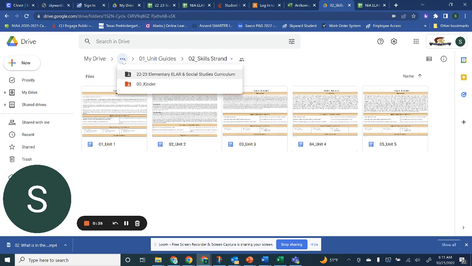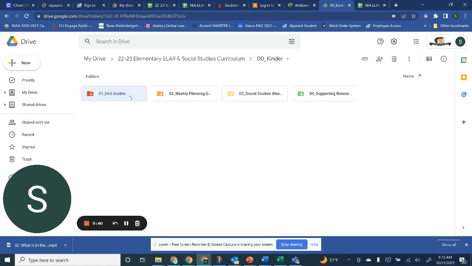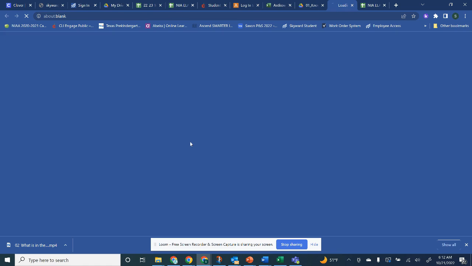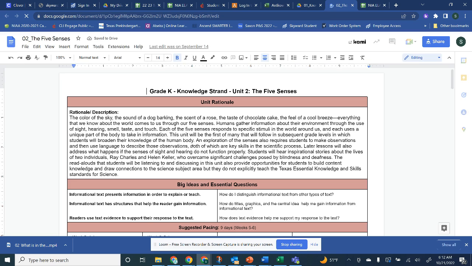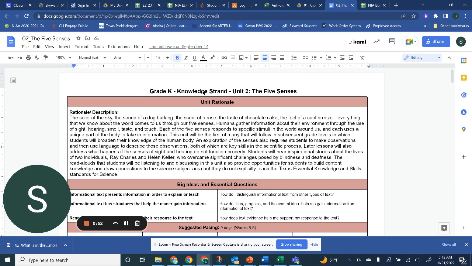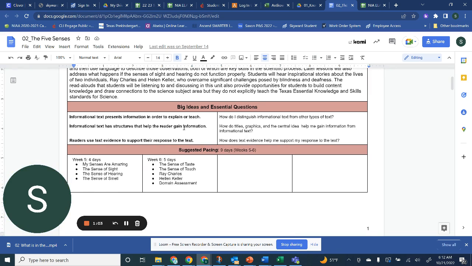So we're going to start off with a knowledge unit guide. We'll look at the 5 senses for kindergarten. Every knowledge strand unit guide is set up the same way. It tells you up at the top which unit you are looking at so you can make sure that you're on the right one. The rationale and description tells you what content is going to be included in that unit and why it's important. Next, you have the big ideas and essential questions. These do need to go on your lesson plan template. You can copy and paste them straight from here.